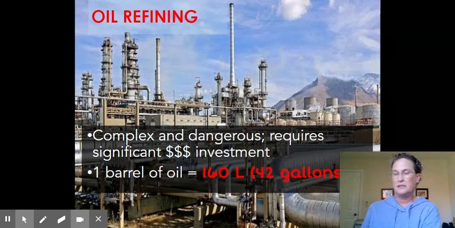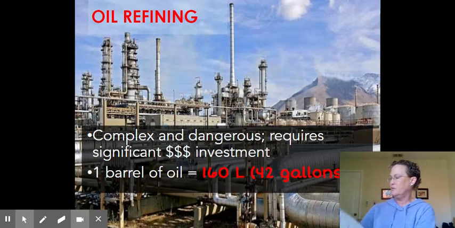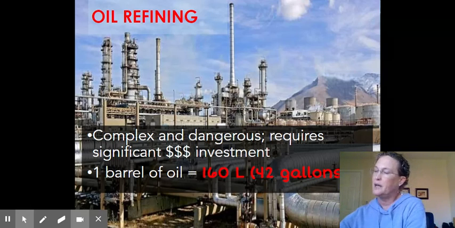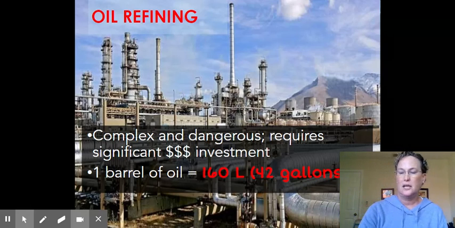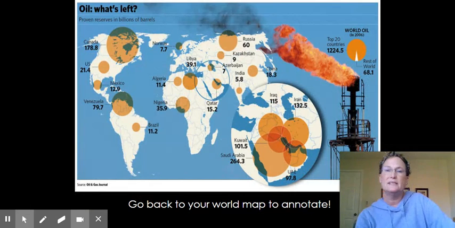So that is all the stuff to write down on page 15 as we're going along here. Now we're going to fill in this chart. All right, so oil refineries, that's what's going on there. It's just the processing. Okay, so what oil is left?